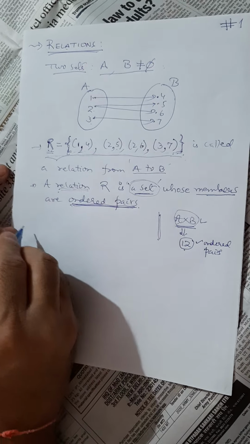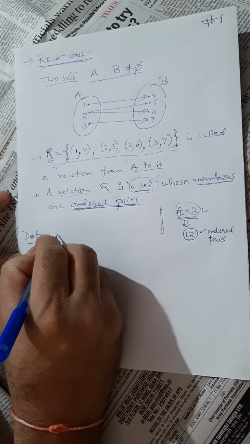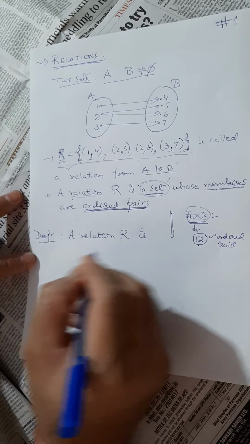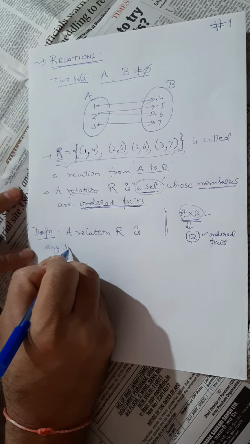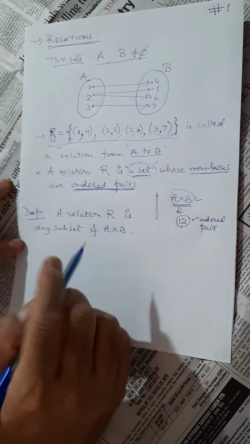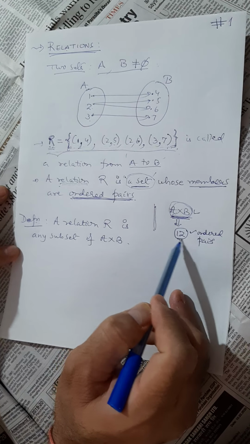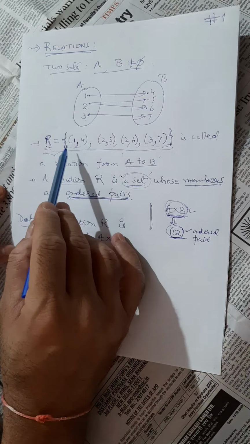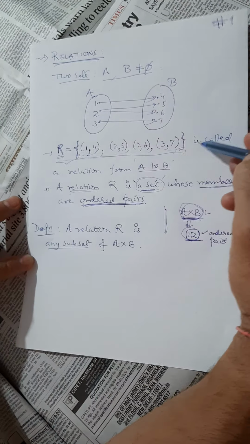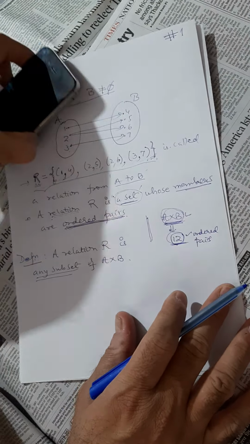Now this is a more precise definition. You can say that a relation R is any subset of A cross B. This is just a subset of A cross B. A cross B has 12 ordered pairs. Out of 12, I have just chosen 4 ordered pairs, 1, 2, 3, 4. So this becomes a subset. In the same way you can find the number of subsets, and all are called relations. You will come to know in a few minutes how many subsets can be formed.